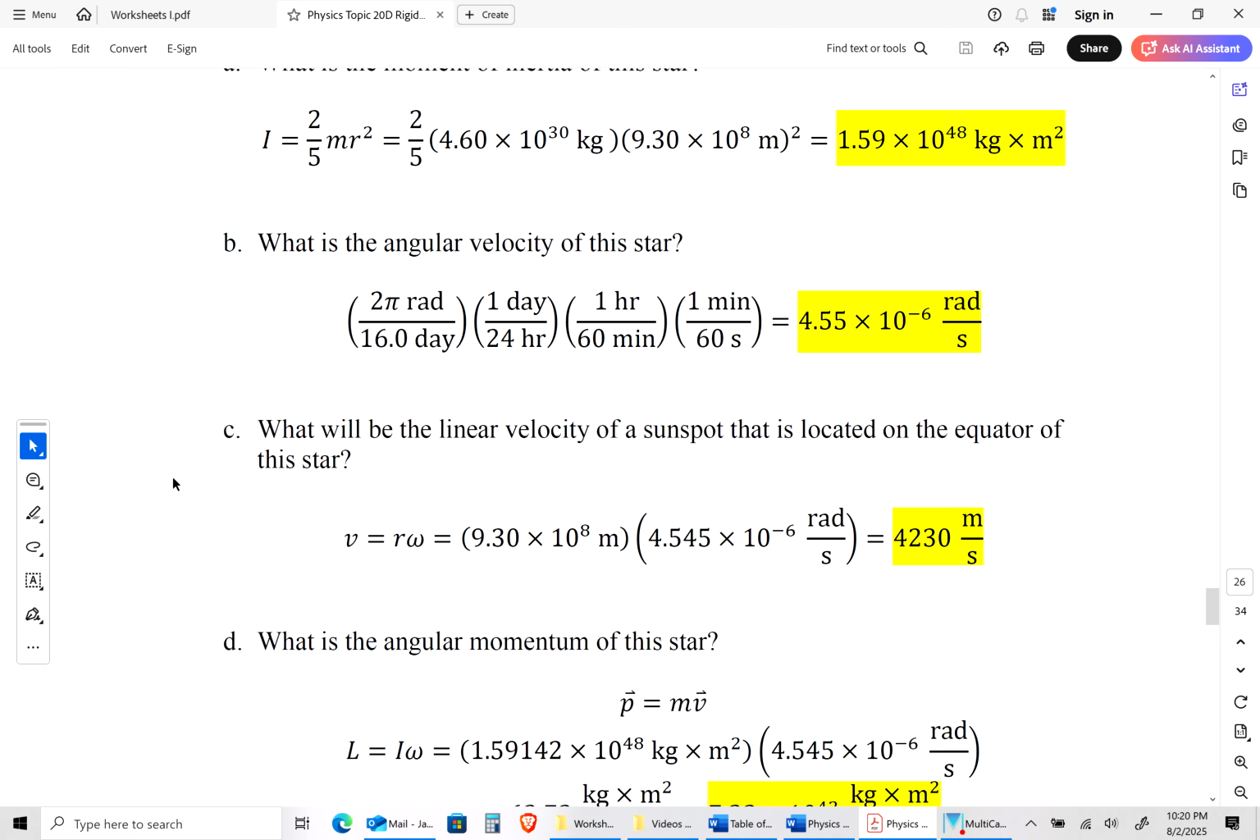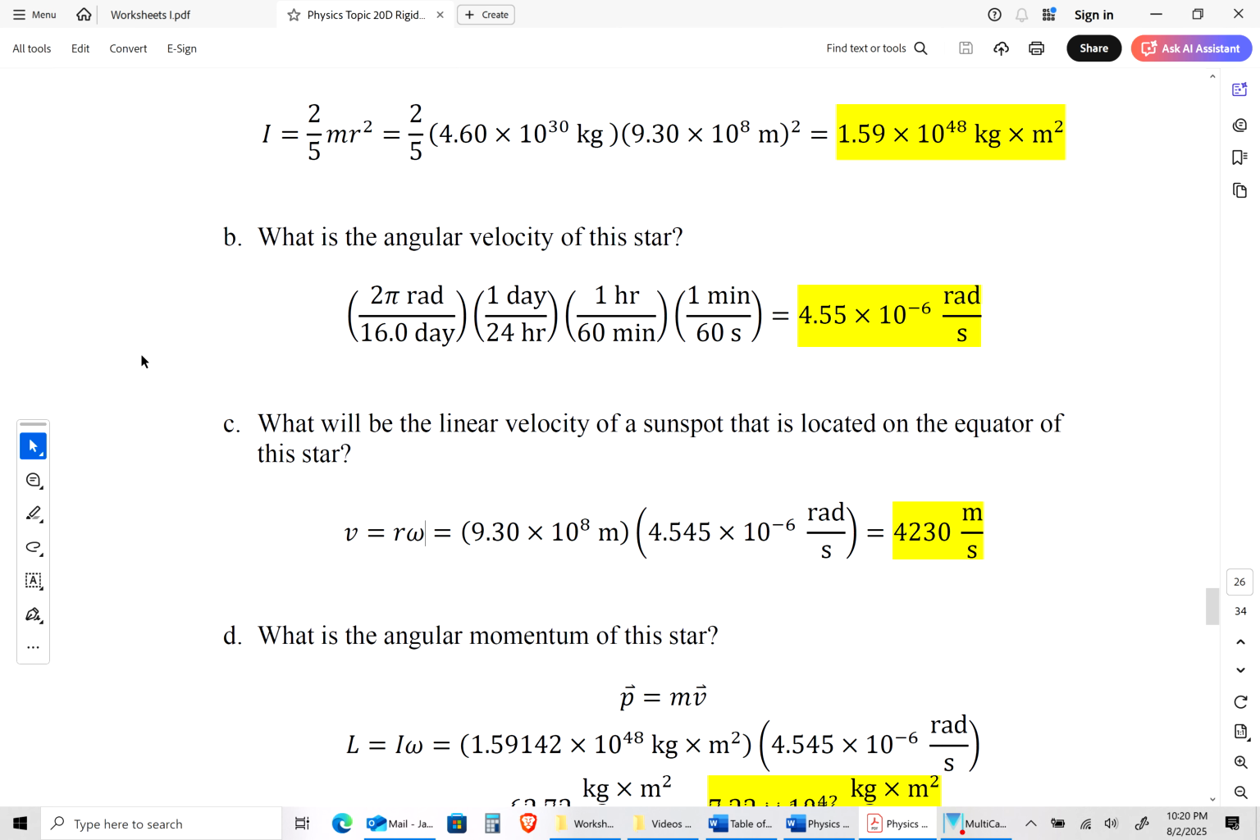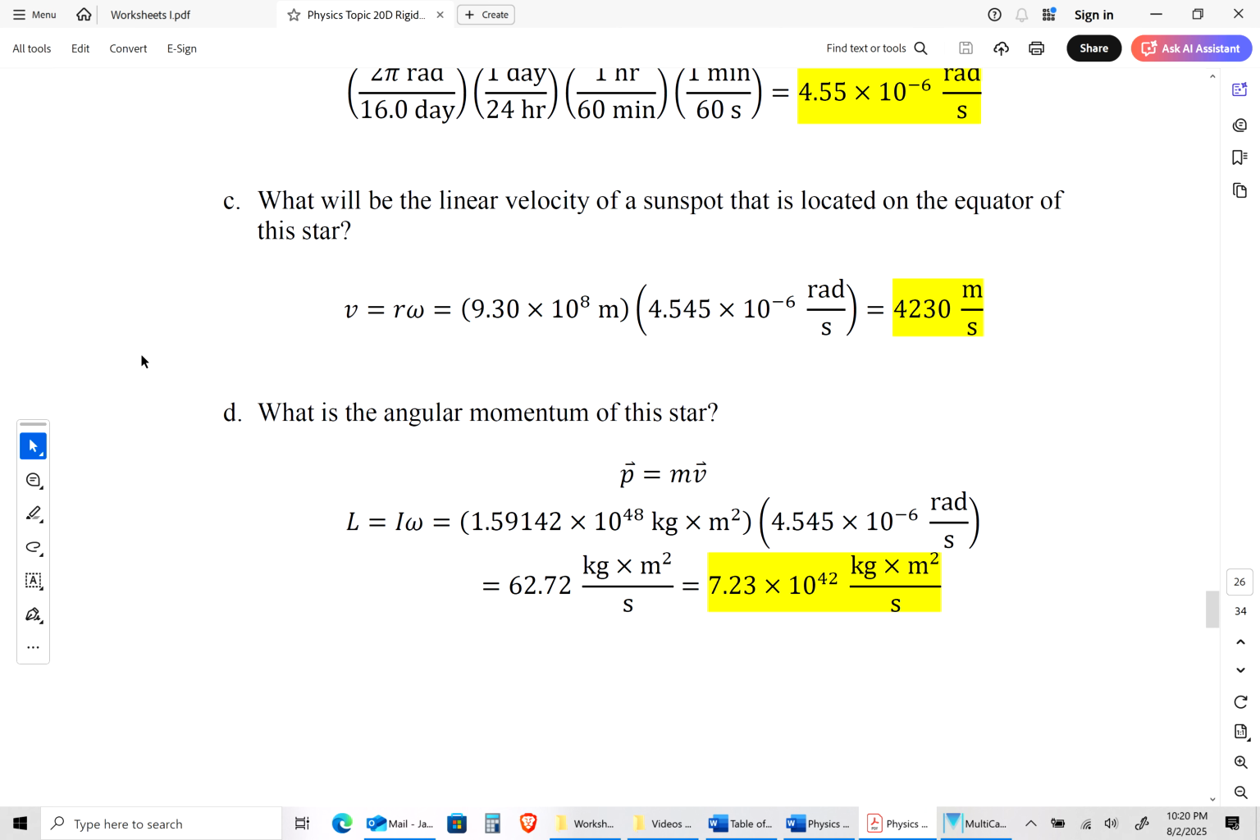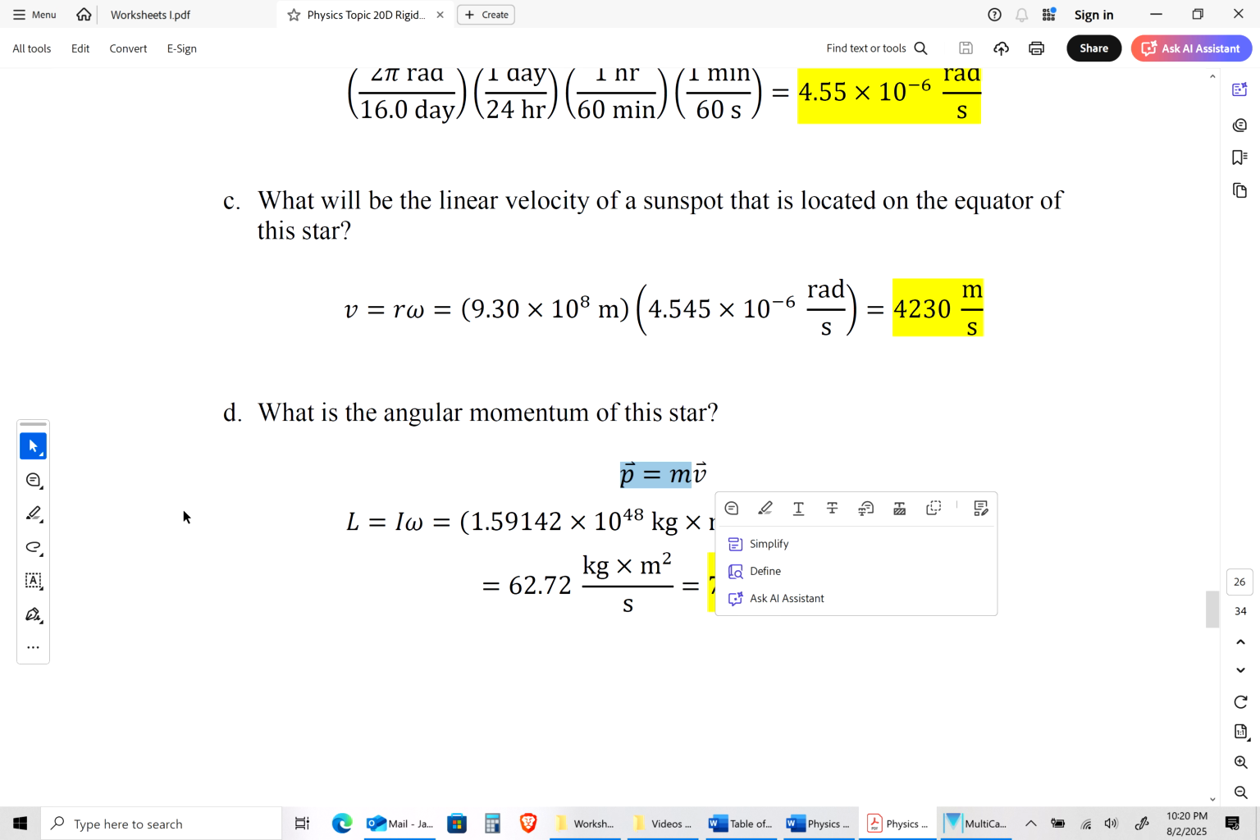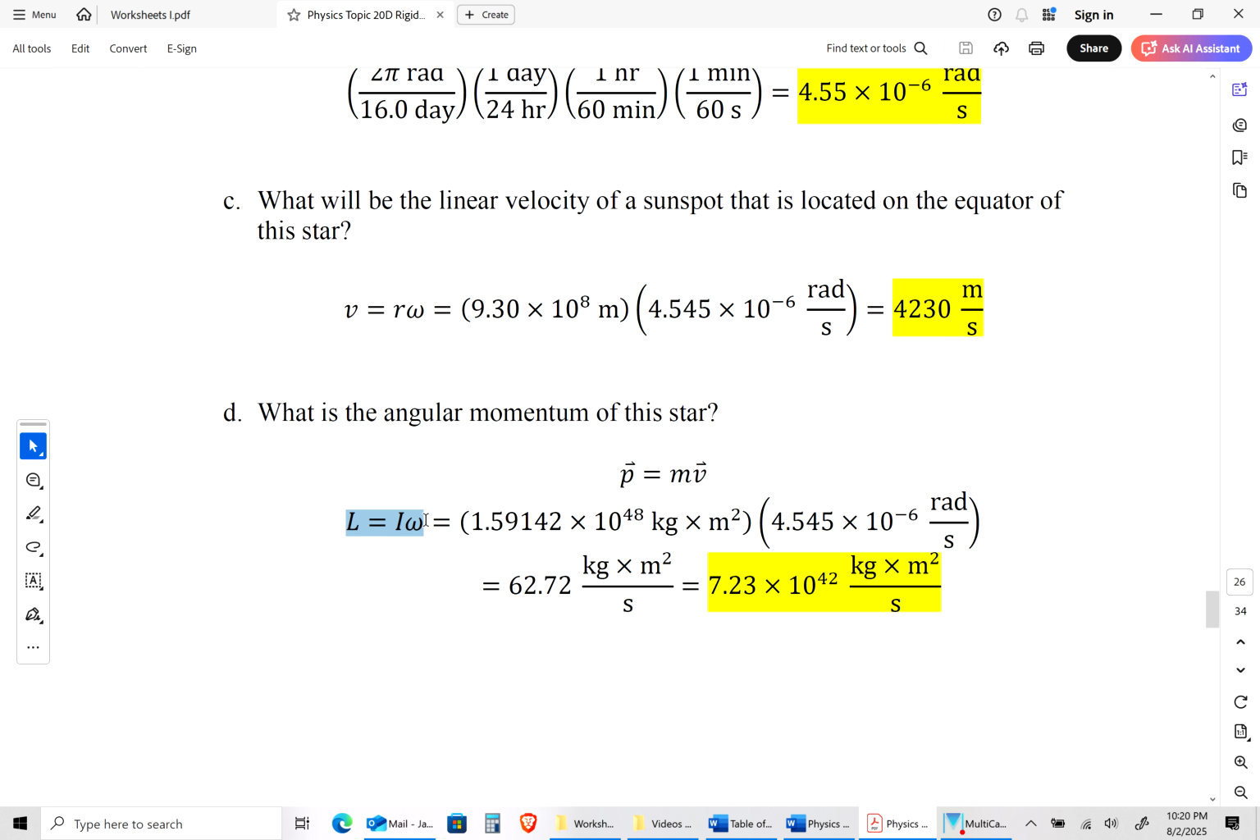Part C. What will be the linear velocity of a sunspot that is located on the equator of the star? So V equals R omega. Part D. What is the angular momentum of the star? P equals mv is for linear momentum. L equals I omega is angular momentum. So we know I, we know omega.